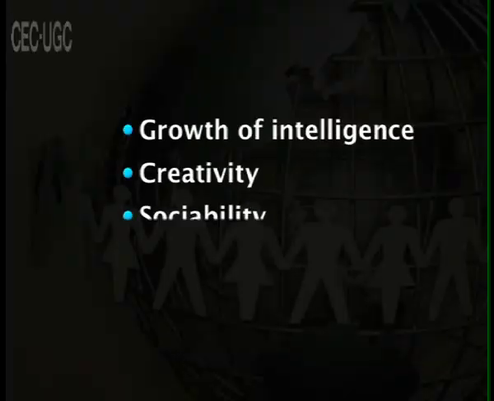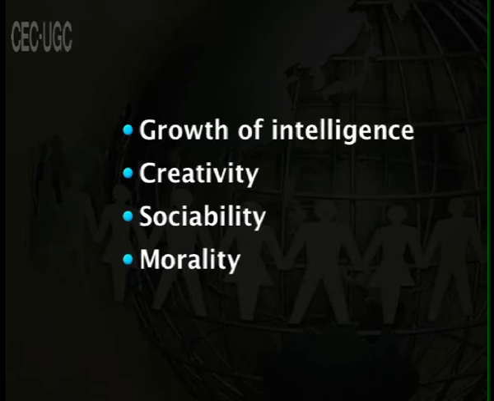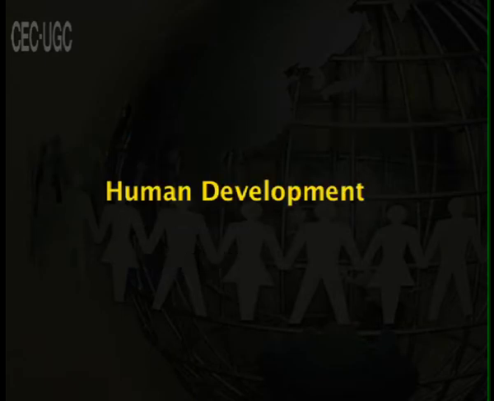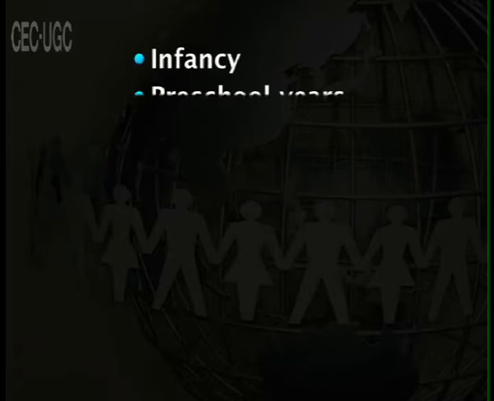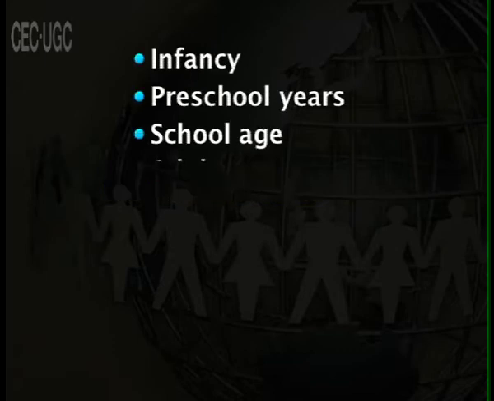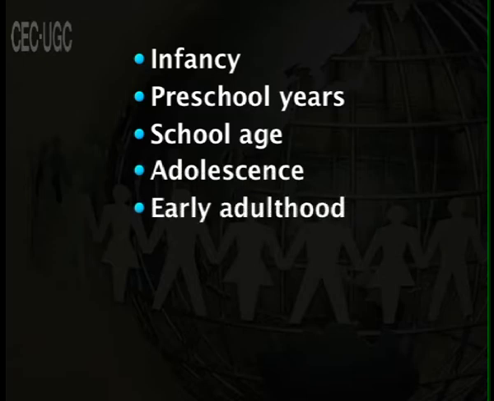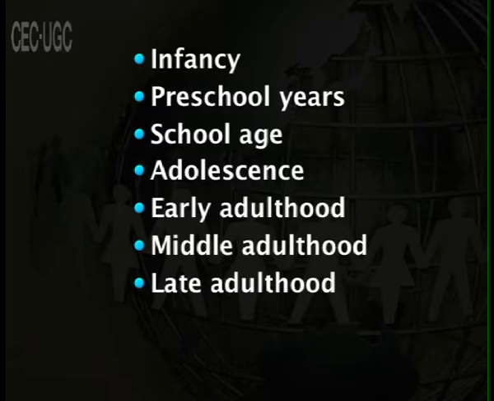It involves progressively improving the functioning of the individual. This is possible due to a series of small steps: growth of intelligence, creativity, sociability, morality. These are some of the qualitative changes we find in human beings. Human development as a field of study includes infancy, preschool years, school age, adolescence, early adulthood, middle adulthood, late adulthood and old age.